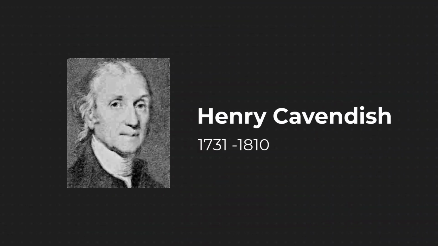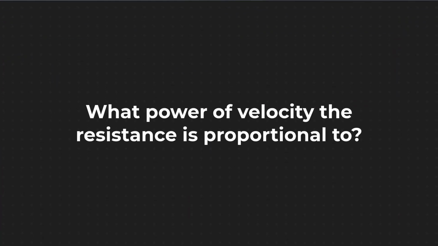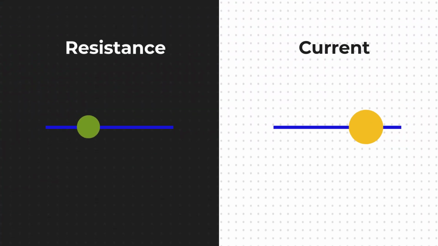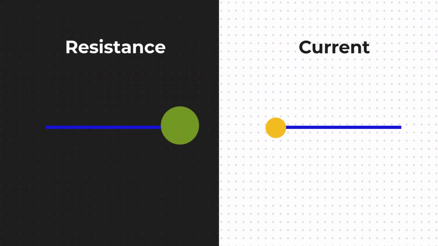A French chemist and physicist called Henry Cavendish electrocuted himself to measure the intensity of the current depending on how much pain he felt. He first introduced the question of what power or velocity the resistance is proportional to. With power or velocity, he meant the intensity of the current. In 1781, he first found that the resistance varies as the intensity of the current does.